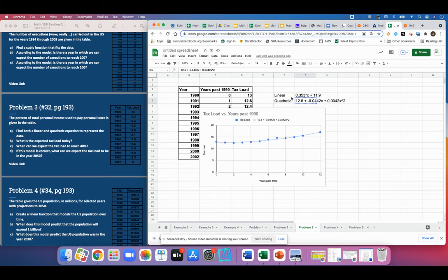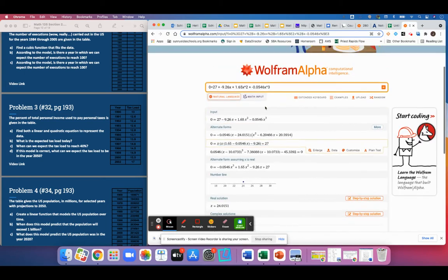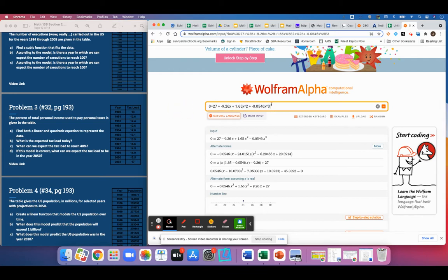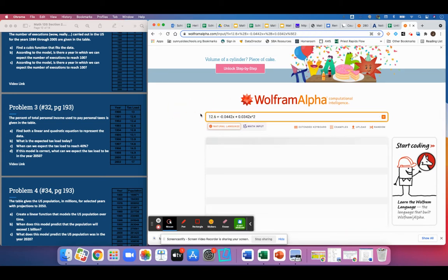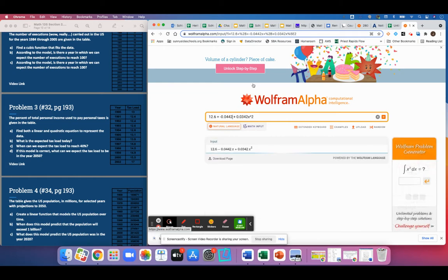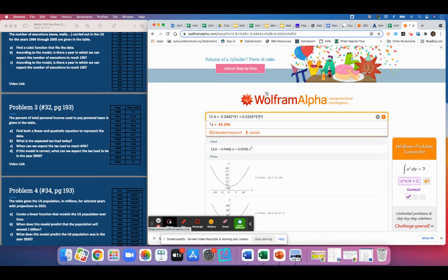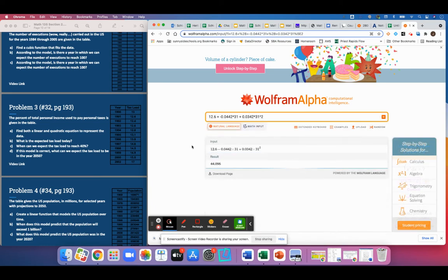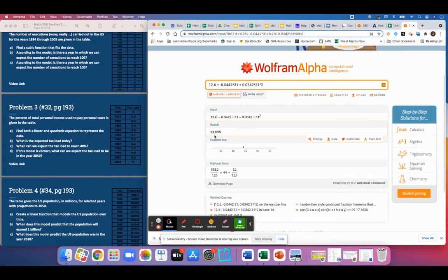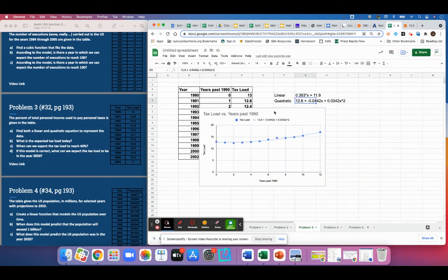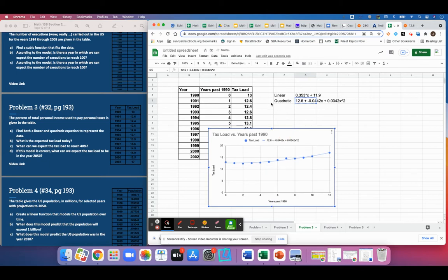And the expected tax load today. So today, the year is 2021. And we're talking about years past 1990. So I would put 31 in for my X values. And it looks like it's predicting that the tax load today would be about 44%. So this was part A.